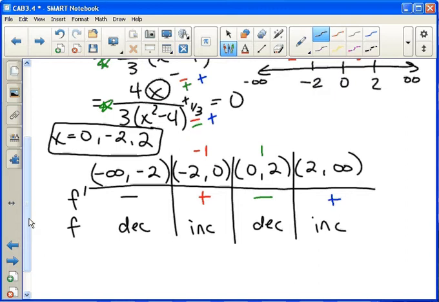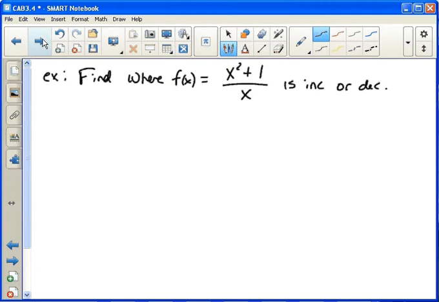Okay, one more example with increasing or decreasing. Find where f of x equals x squared plus 1 over x is increasing or decreasing. Now just so you know, you can use the quotient rule on this one, or you can just simplify by doing x squared over x plus 1 over x. That is up to you.